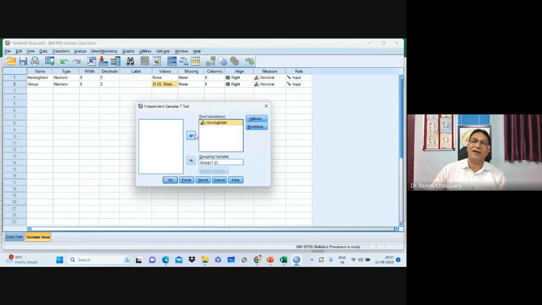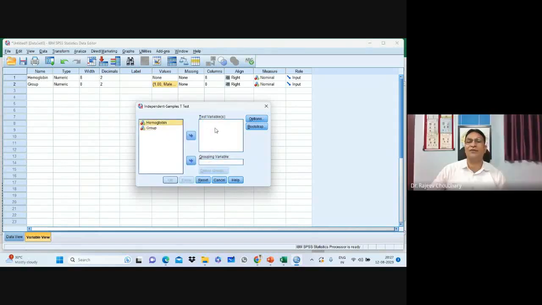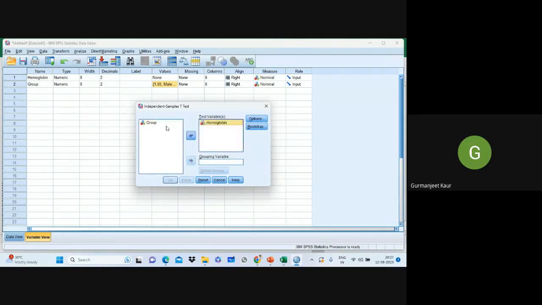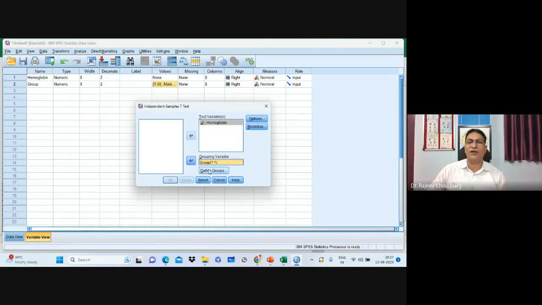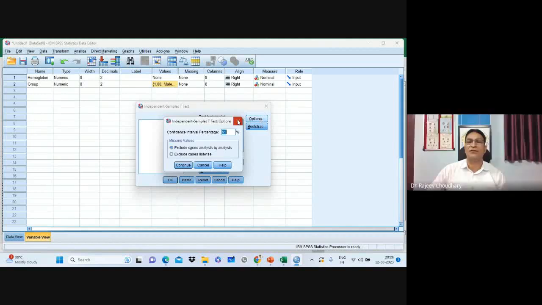And hemoglobin, yes. Where do we have to take the hemoglobin? Test variable. And where do we have to bring this group? Grouping variable. Now define the groups. Groups are 1 and 2. Continue. One is for male and 2 for female.